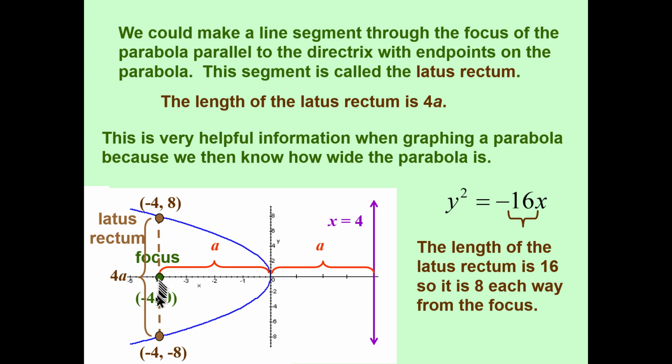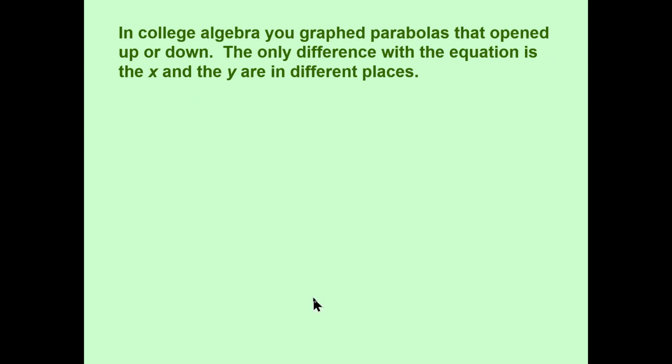All right, so this is minus 4 here. So up 4 will be minus 4, 8, and down 4 will be minus 4, minus 8. So we have the 2 points that are on the parabola. And we know what the vertex is. And then we can sketch a slight graph of it.